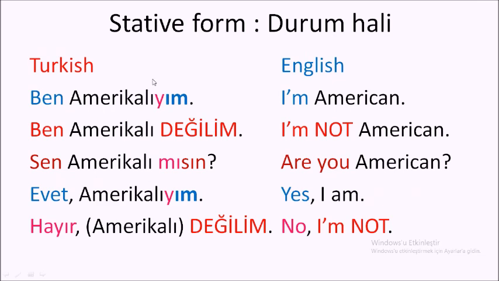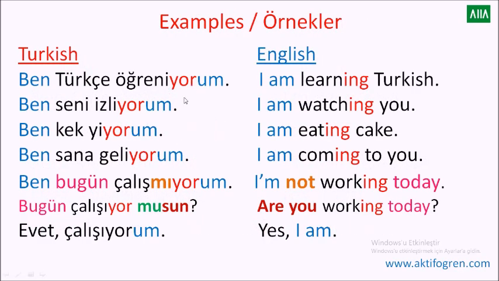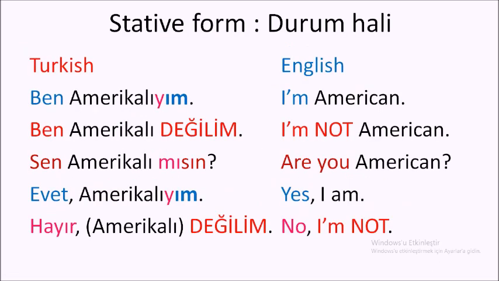Okay, guys, stative form here. In the previous part, you learned, or I just tried to help you learn, the action form. Here, stative form, which is durum hali. On the right side, as you see here, English examples. On the left, Turkish examples. Okay, let's start here. Ben Amerikalıyım, which is I'm American.